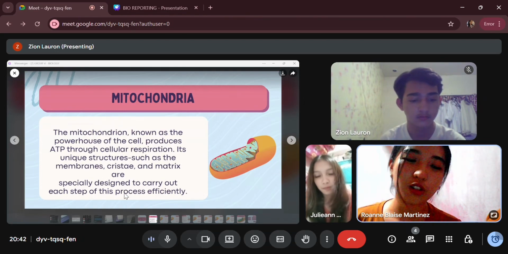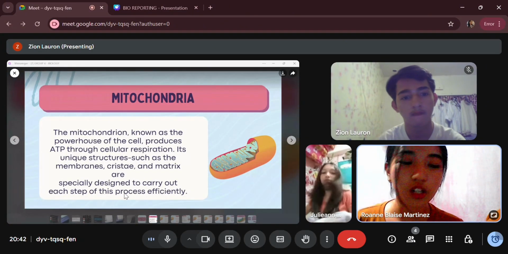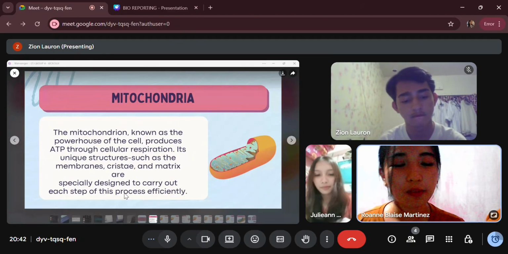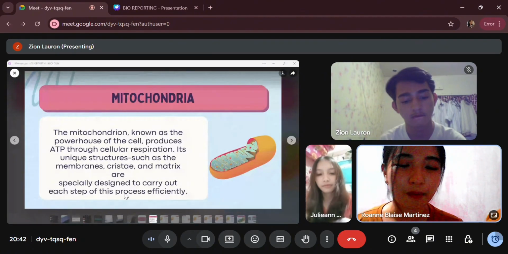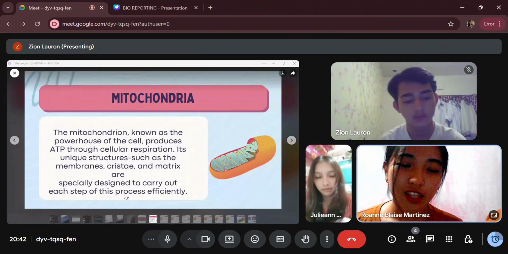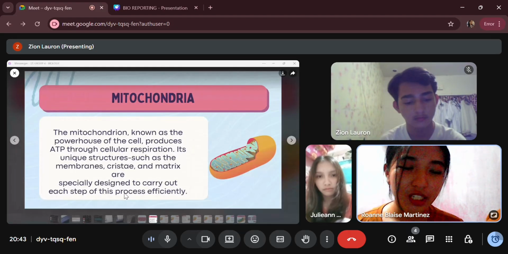efficiently. For further explanation, the mitochondria, also known as the powerhouse of the cell, is an organelle inside our cell that produces energy. Just like how a power plant supplies electricity to a city, the mitochondria supplies energy to our cells. This energy is in the form of a molecule called ATP, or adenosine triphosphate, which acts like the battery that powers many of our body's activities, from muscle movement to brain function.